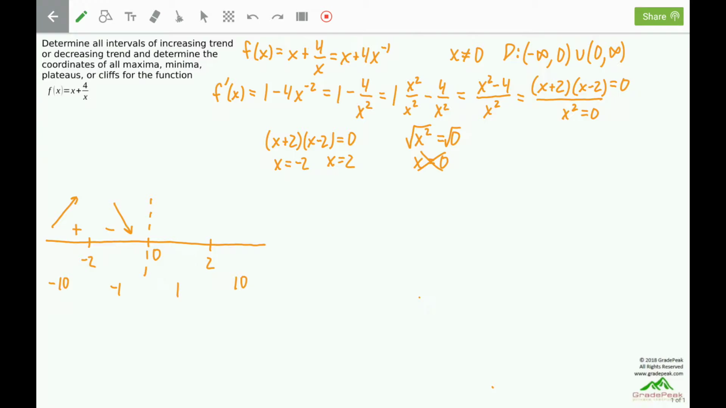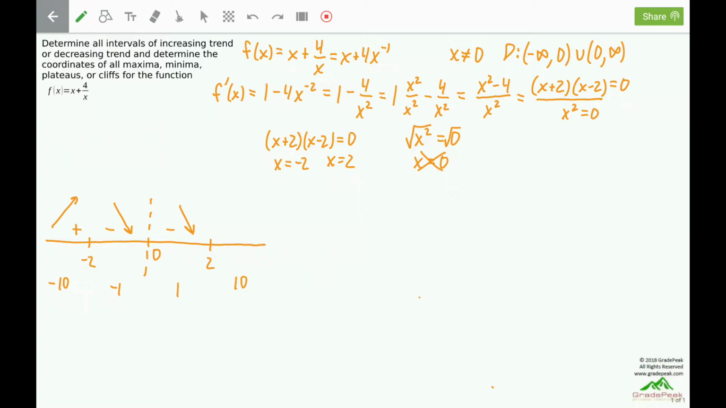Now we can plug positive 1 in. 1 plus 2 is positive. 1 minus 2 is negative. Positive times negative is negative. So we have a negative first derivative, which corresponds to a decreasing trend.